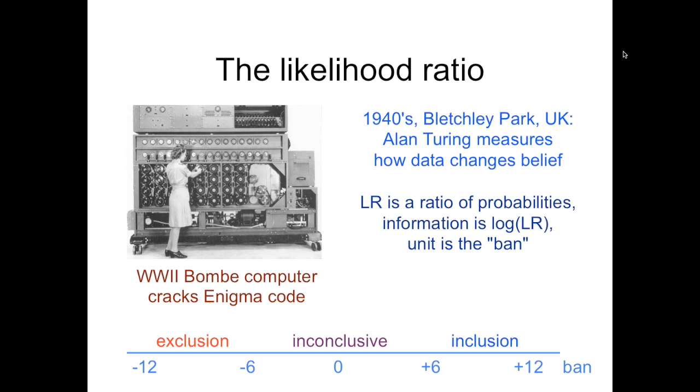On the bottom, you see a scale in log units of ban, where 0 is a likelihood ratio of 1, plus 6 is a 1 followed by 6 zeros, or a million, and 12 is a trillion. Going to the left, minus 6 is 1 over a million, and minus 12 is 1 over a trillion. In the context of DNA, when you're comparing genotypes, a 0 is inconclusive, whereas positive numbers provide support for inclusion, and negative numbers on the left provide support for an exclusion.